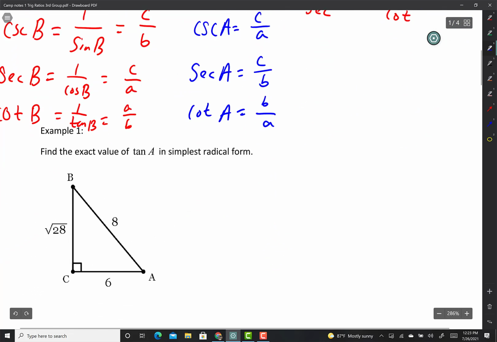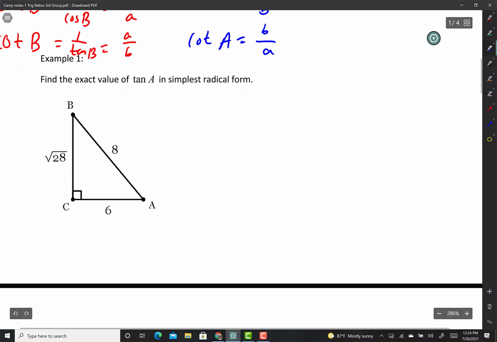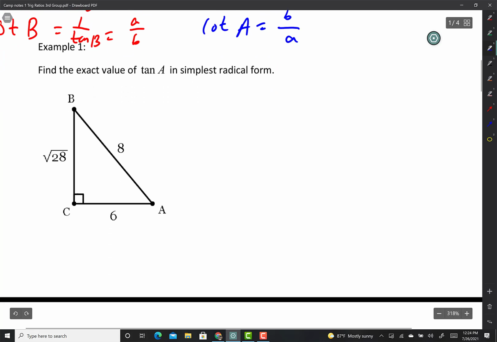All right, here we go. Now we're finally going to start some kind of fun stuff. It says find the exact value of tan A. Now we're going to do this without a calculator, guys. See if we can figure this out. So I look at A and I put a little point there because I want to know which one I'm looking at. And then I write SOHCAHTOA on the side, SOHCAHTOA.